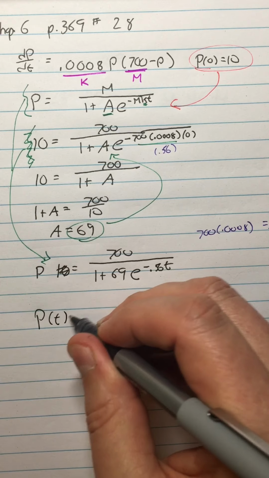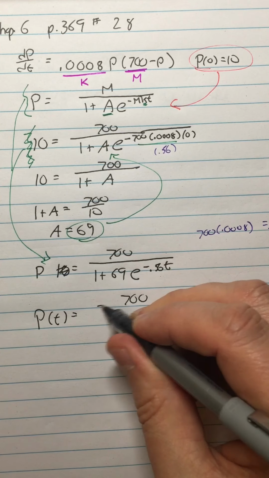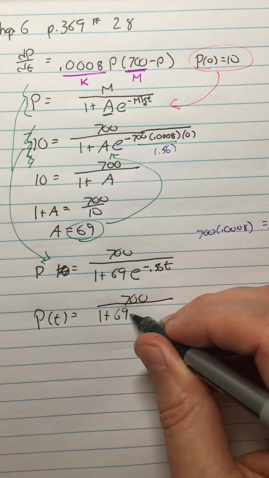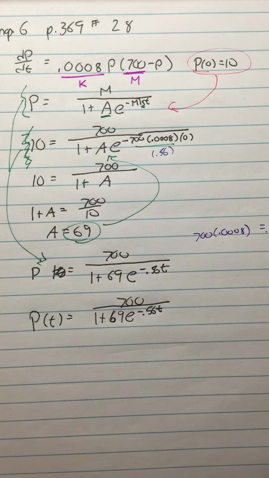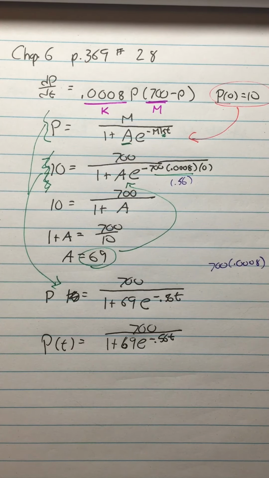I'll just clean it up a little here. There's not anything you can do to simplify it. There you go. That is how you are going to find the equation for a logistic function. Let's see what I gave you for homework.